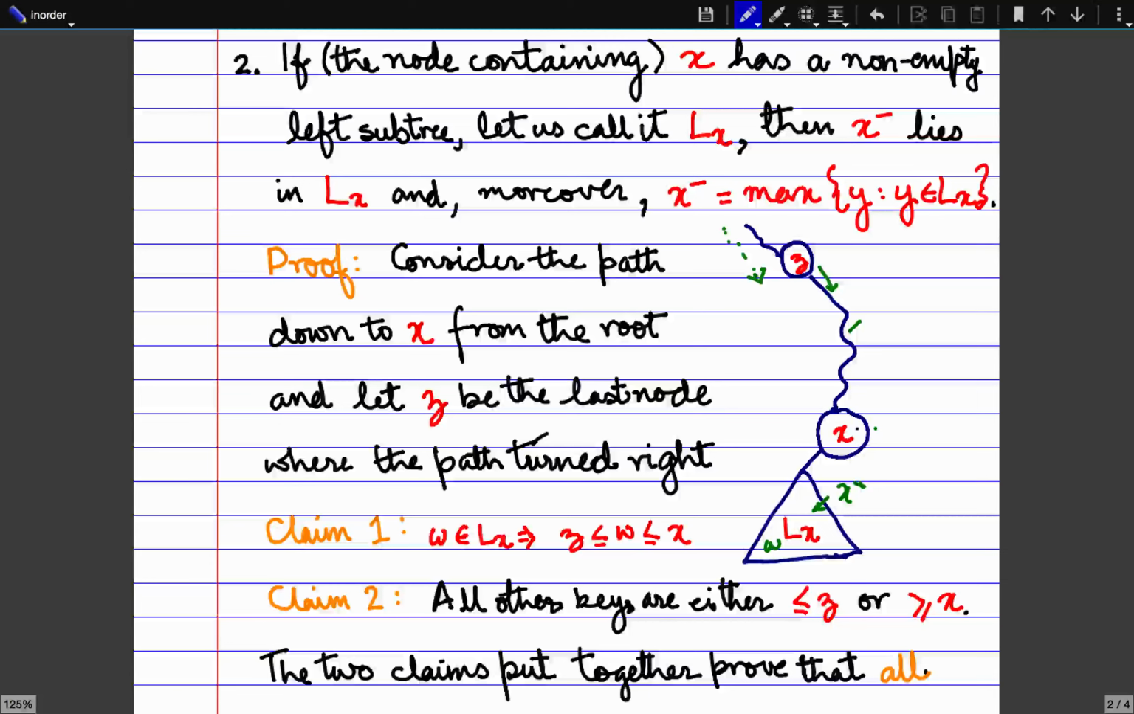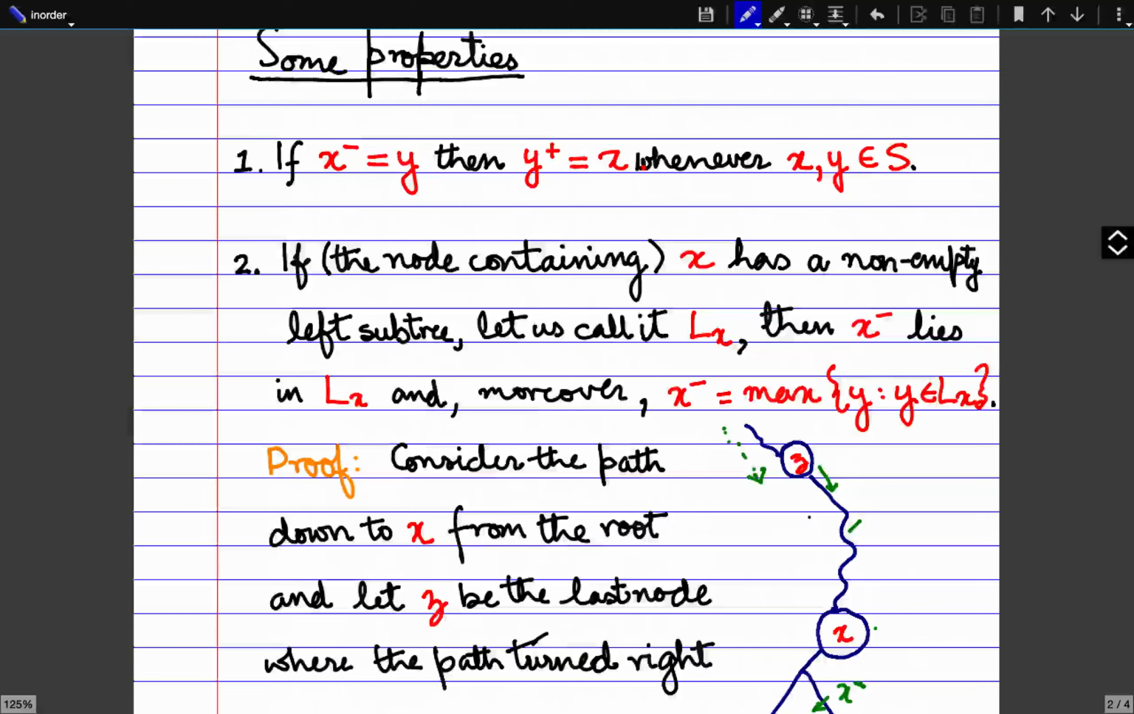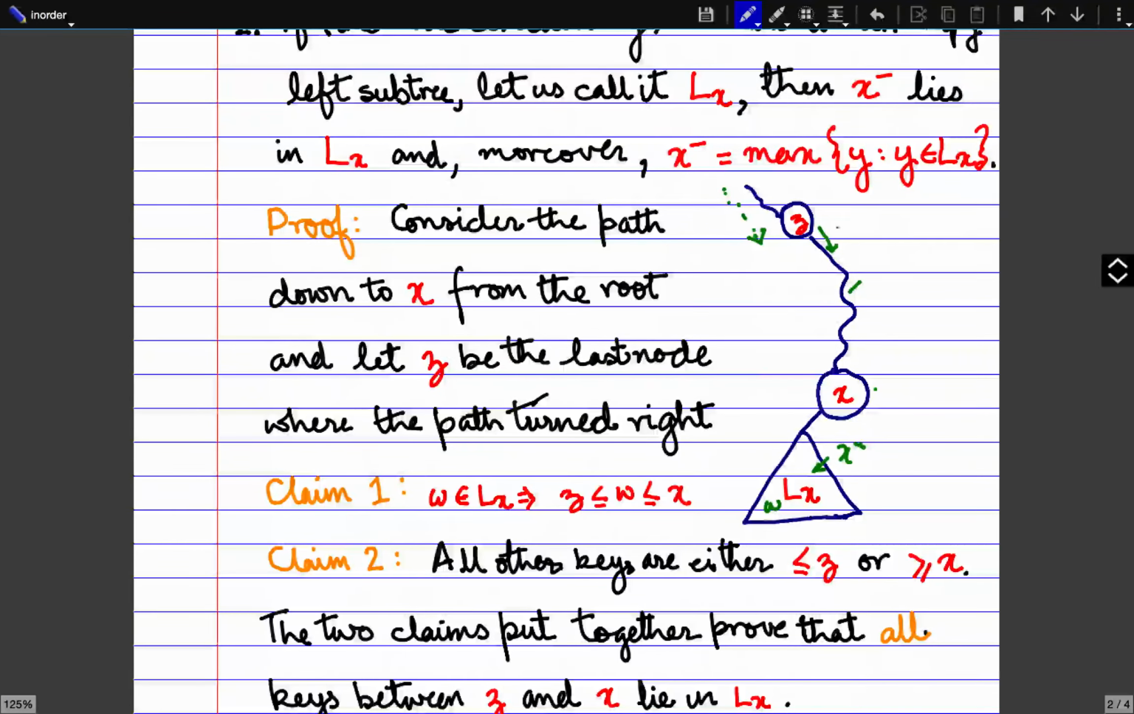This claim is quite simple to see because I turned right from Z, therefore all of Lx lies in the right subtree of Z, and so every element of Lx is greater than Z. And also by definition Lx is the left subtree of X, and so all of Lx is less than or equal to X. So it's very easy to see that W being in Lx implies that W lies between Z and X.